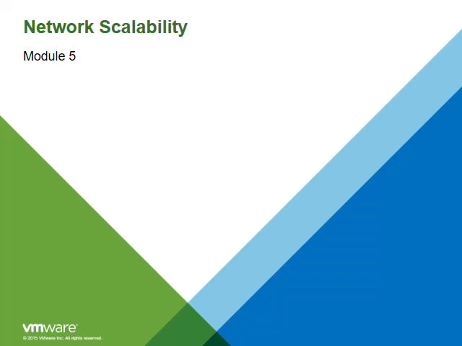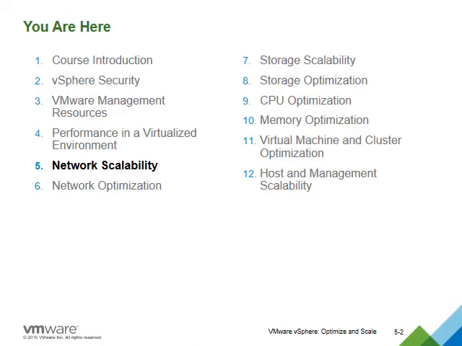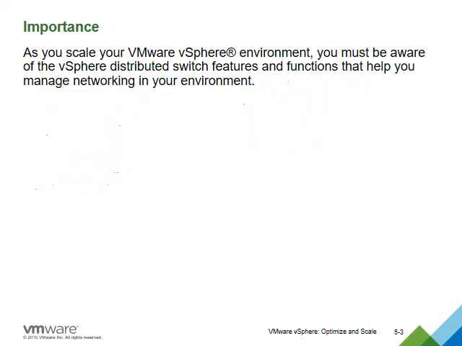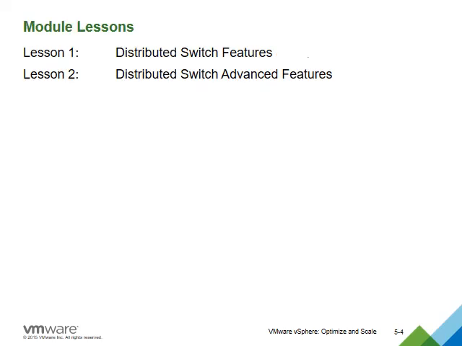Module 5, Network Scalability. There's 2 lessons in this module. Lesson 1, we'll talk about distributed switch features, and Lesson 2, we'll talk about distributed switch advanced features.